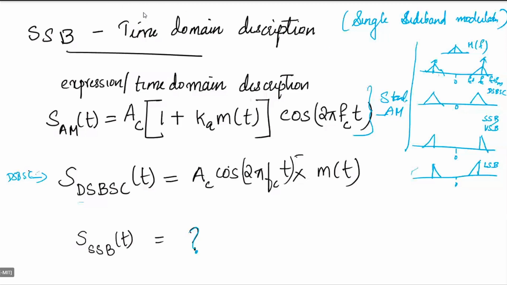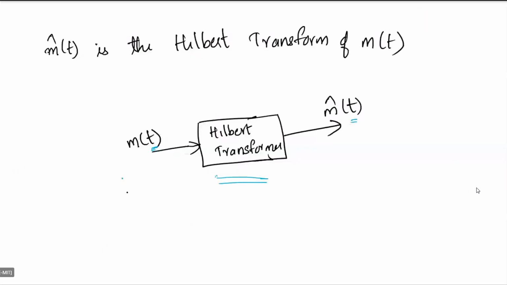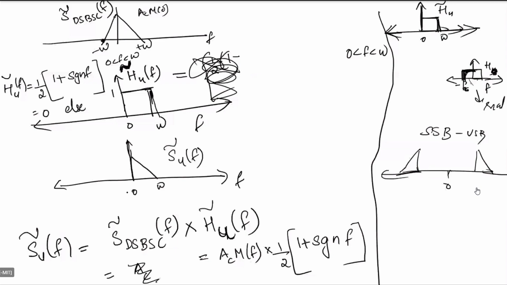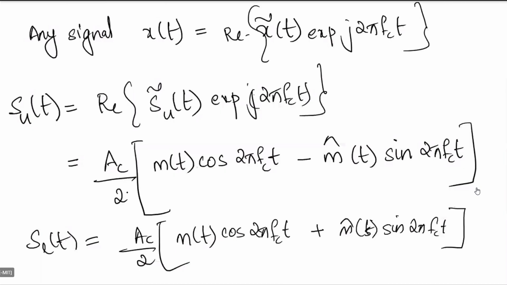If you remember, we started from here. AM has an expression like this. DSB signal has an expression like this. How to get the time domain description of the SSB signal? And the answer is, these two are the time domain descriptions of the SSB signal.